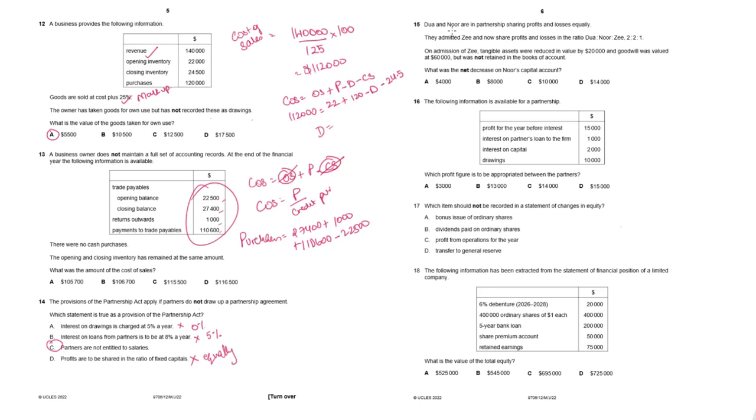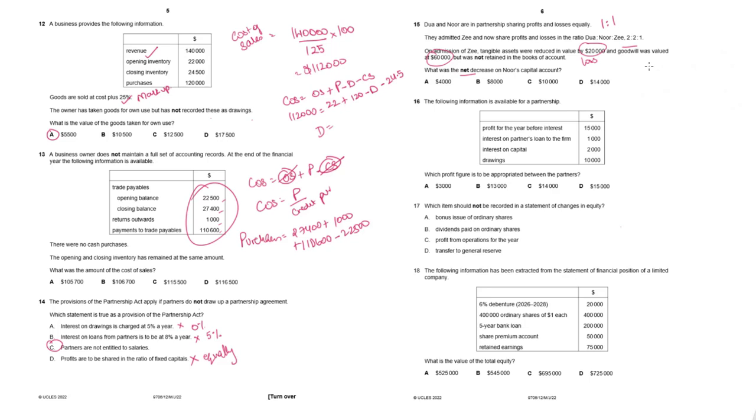15th one, Dua and Noor are in partnership, sharing profits and losses equally. Ratio is equal, so 1:1 is the old profit sharing ratio. They admitted Z as the new partner, and the new ratio is 2:2:1. On admission, the tangible assets were reduced in value by 20,000. So that's a loss on revaluation, and goodwill value was 60,000. So what was the net decrease in Noor's capital?